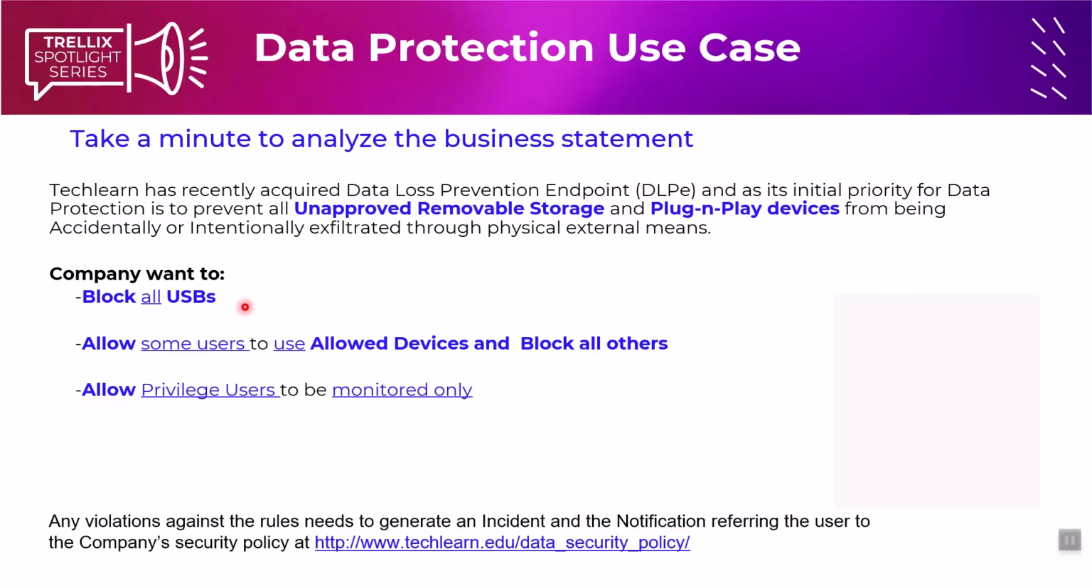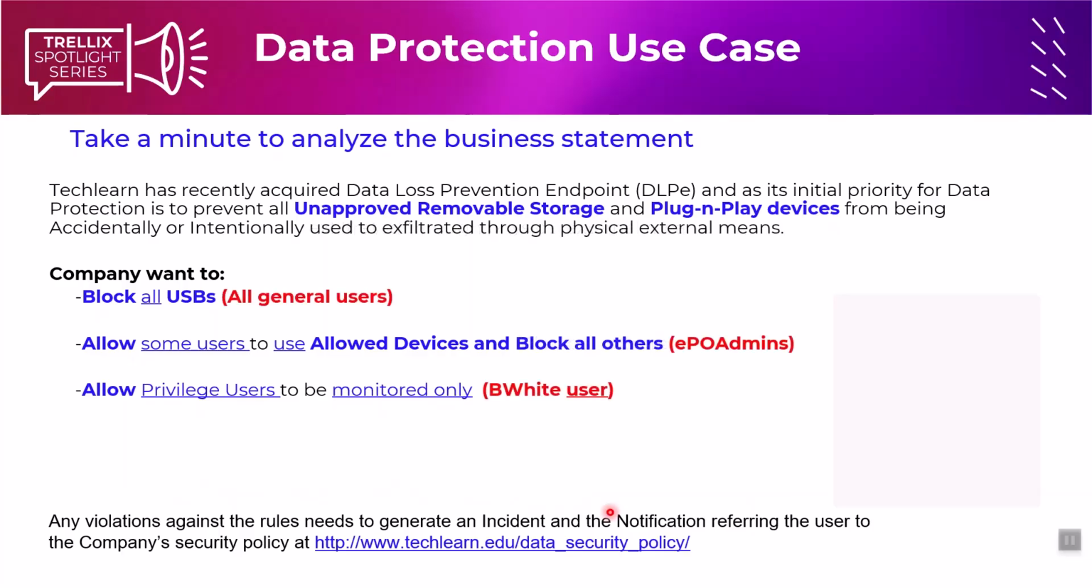So TechLearn has acquired data loss prevention endpoint. The initial priority is data protection, to prevent all unauthorized removable storage and plug and play devices from being accidentally or intentionally exfiltrated through physical external means. The company wants to block all USBs, allow some users to use allowed devices and block all others, and allow privileged users to be monitored only. At the violation of an incident, they want to generate an incident with a notification referring the user to the company's security policy at their website.